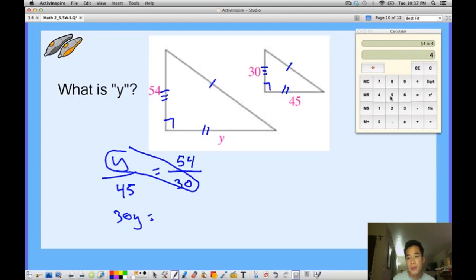54 times 45. Okay, that equals 2,430. To solve this, I know I need to divide both sides by 30. So divide this by 30. And my missing side is going to be 81. Okay, they don't really give us the unit, so I'm just going to say 81 units.